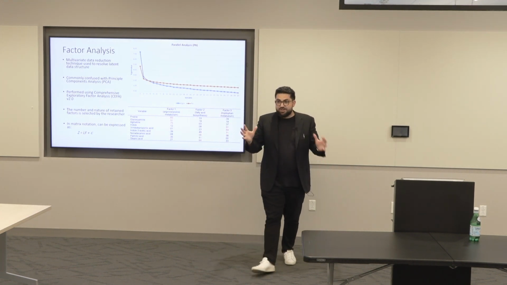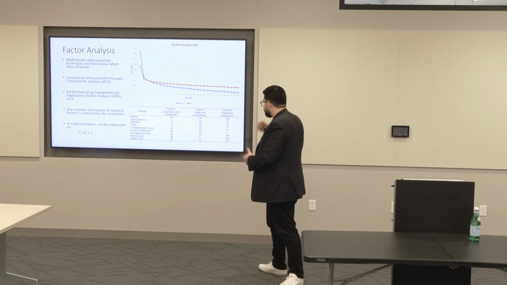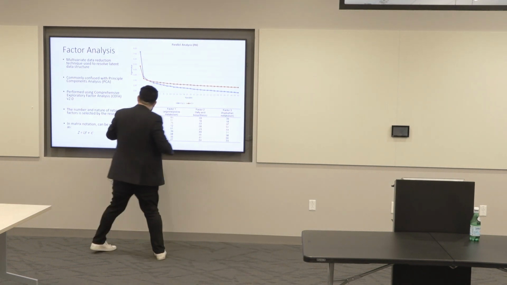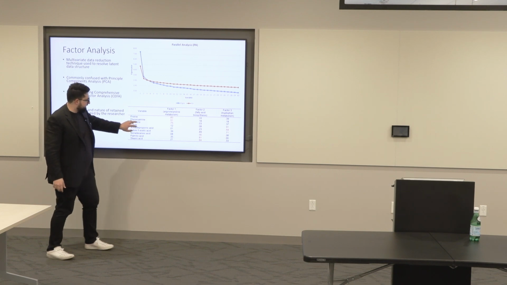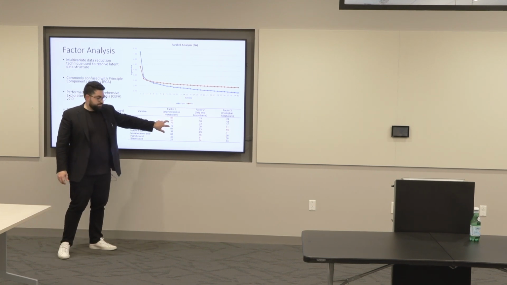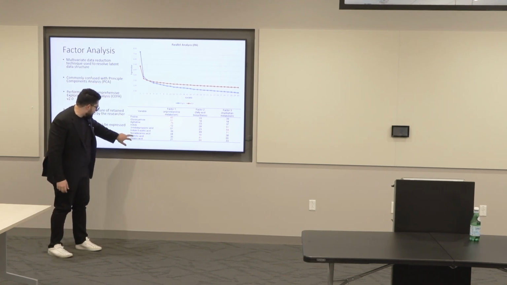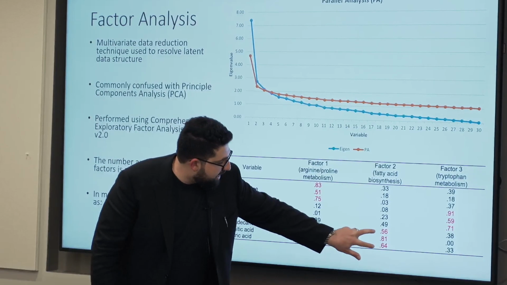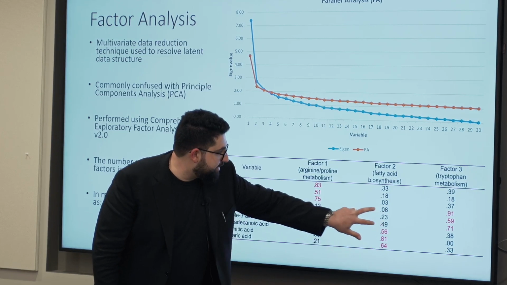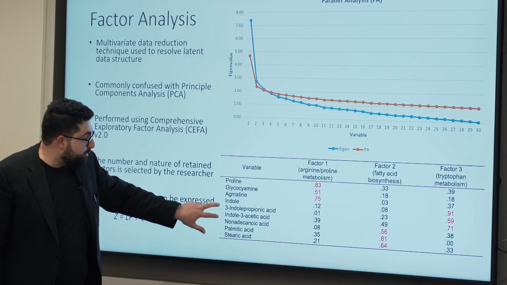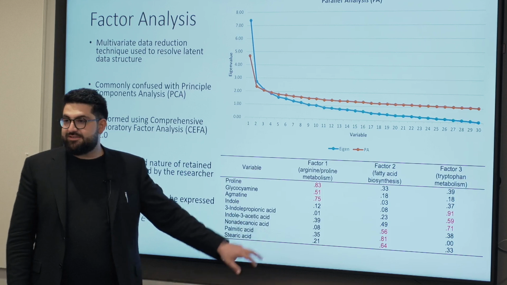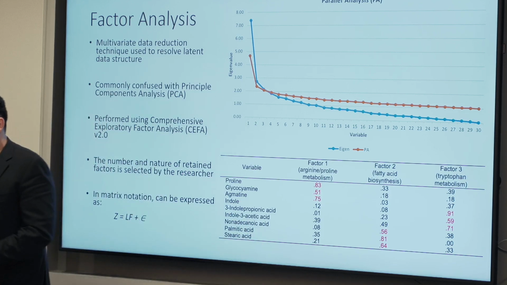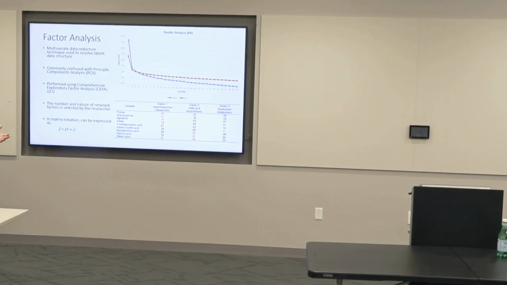Higher loadings grouped together tell us something. What we see here is proline, glycoxamine, agmatine have very high factor loadings. We also see nonadecanoic acid, palmitic, and stearic acid have high factor loadings here. And in the middle, we see indole, 3-indole propionic acid, and indole 3-acetic acid. So of those 30 metabolites, they're grouping as we see.